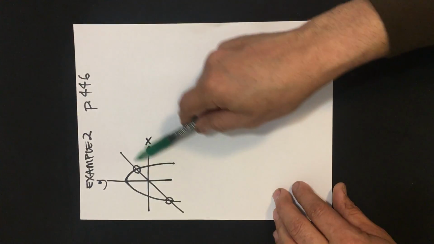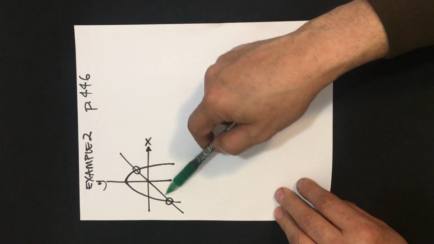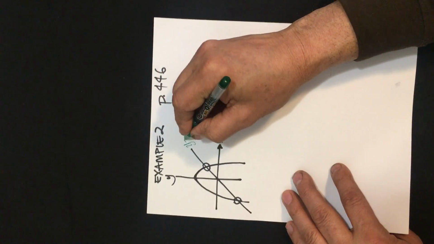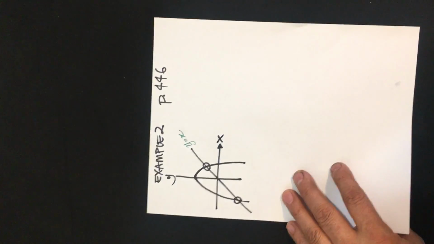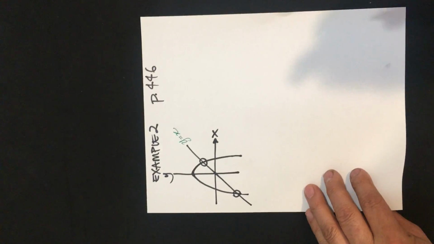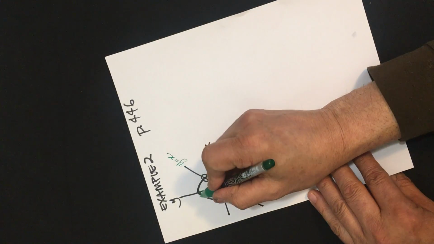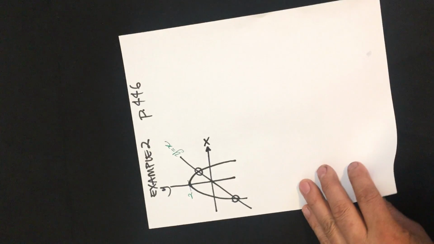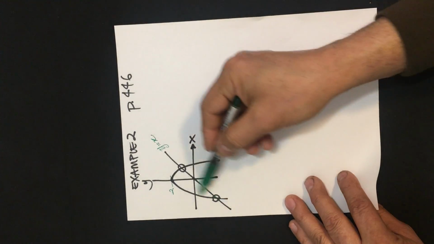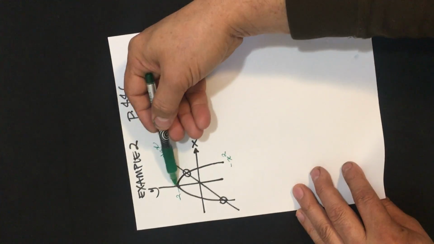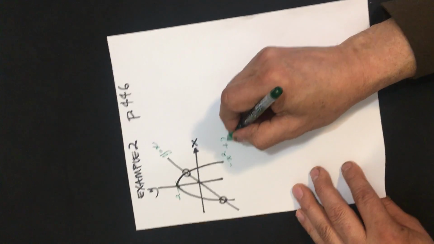We know what this line is. It passes at a 45-degree angle at the origin. Therefore, this line is y equals x. You must know the lines from pre-calculus. This is an upside down parabola. Here lies y equals 2. Therefore, this is minus x squared plus 2.